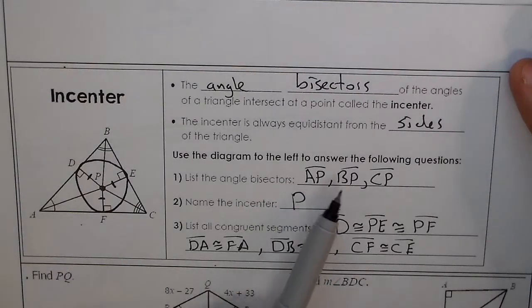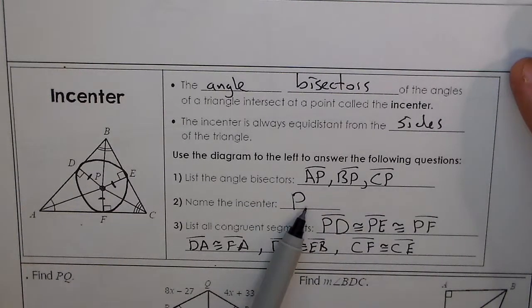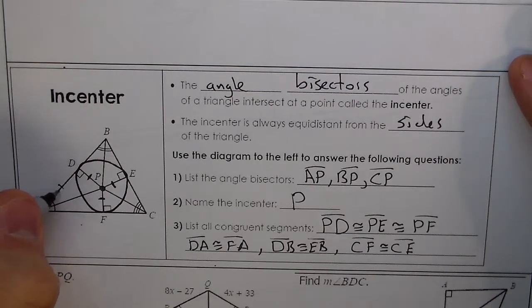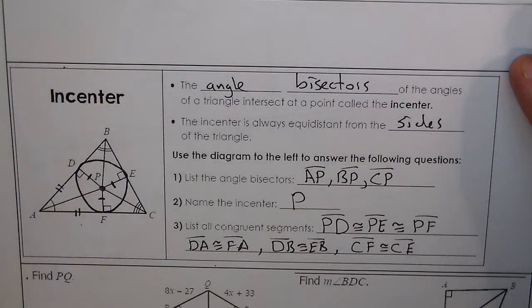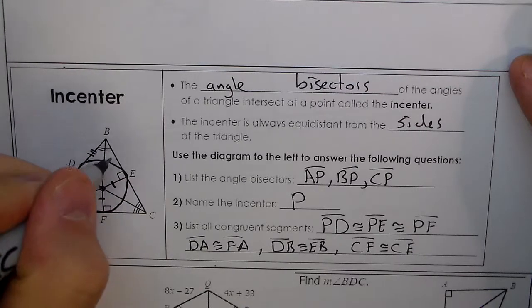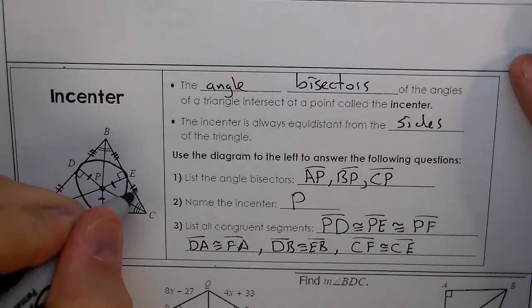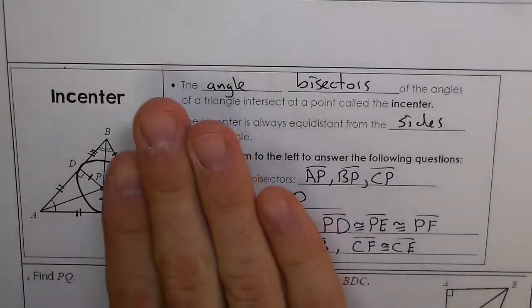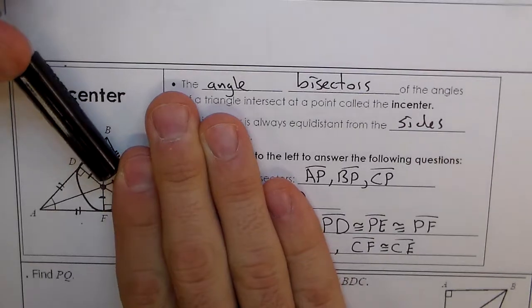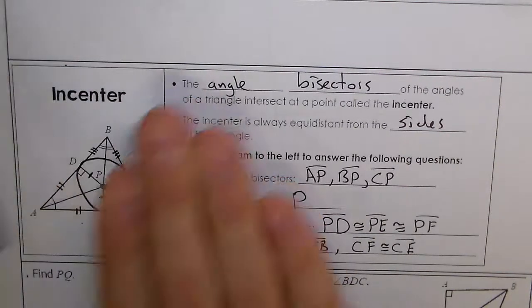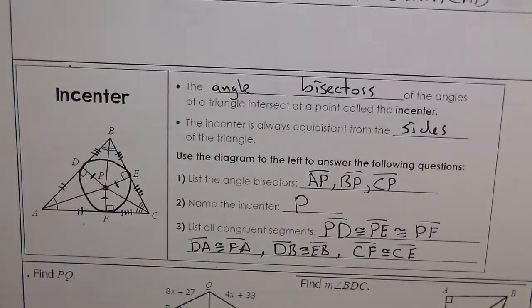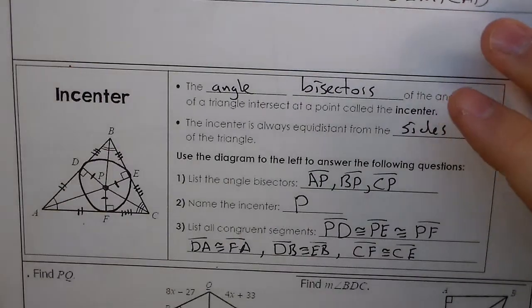Now, the angle bisectors are AP, BP, CP. They meet at point P, our incenter. And then I have that equal distance to the sides, but I also have that DA and FA are congruent, DB and BE are congruent, and CF and CE are congruent. That's because if we cover up some parts of it, this almost looks like little kites that make it up. So I have one kite here, there's another kite, and then a third one, and that type of congruence works for us as we're looking at the incenter and angle bisectors.